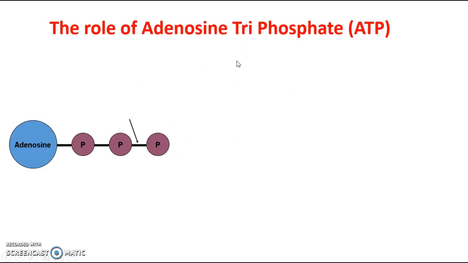That would be the only subject I think you would have covered this in. So let's have a look then. The role of adenosine triphosphate. Okay, so what does it do? Why is it so important?